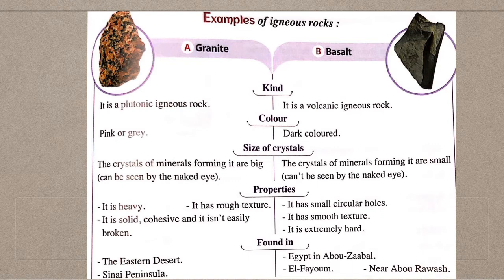Now, basalt. It is a volcanic igneous rock. The color of basalt is dark. The size of its crystals is small and cannot be seen by the naked eye. The properties of basalt: it has small circular holes, it has a smooth texture, and it is extremely hard. It is found in Egypt in Abu Zaabal and El Fayoum near Abu Rawash, and it consists of three main minerals, which are olivine, feldspar, and pyroxene.